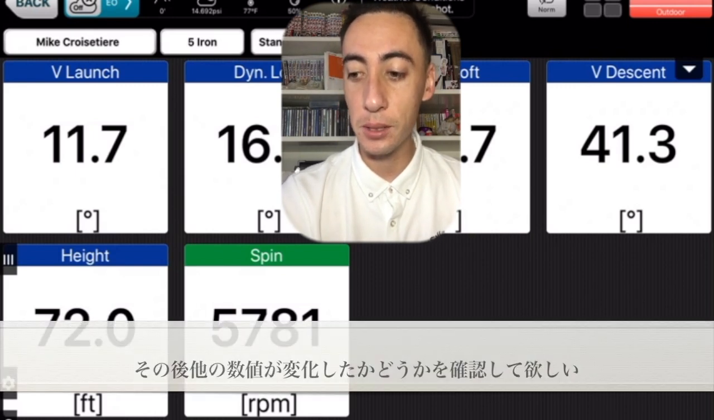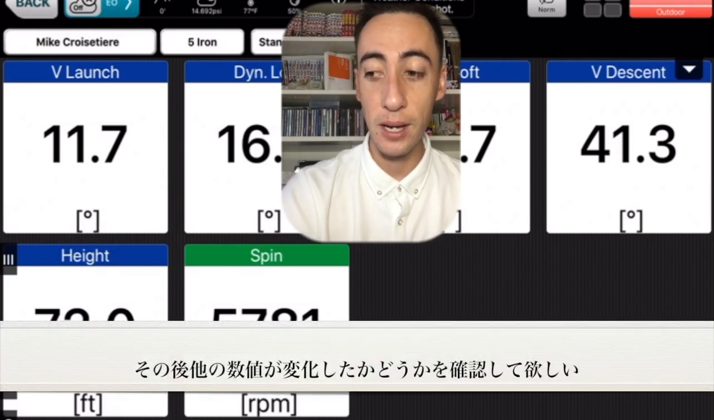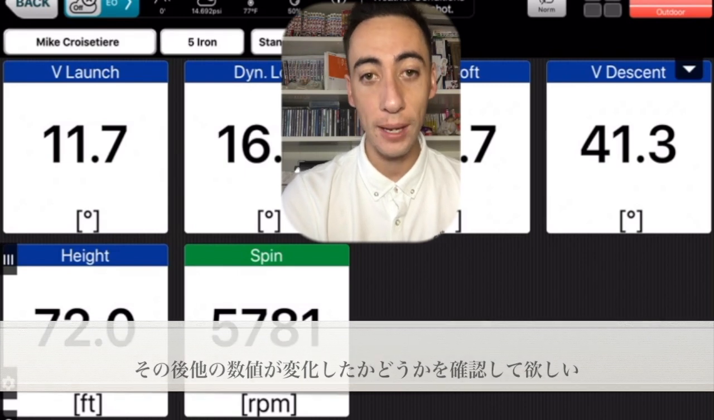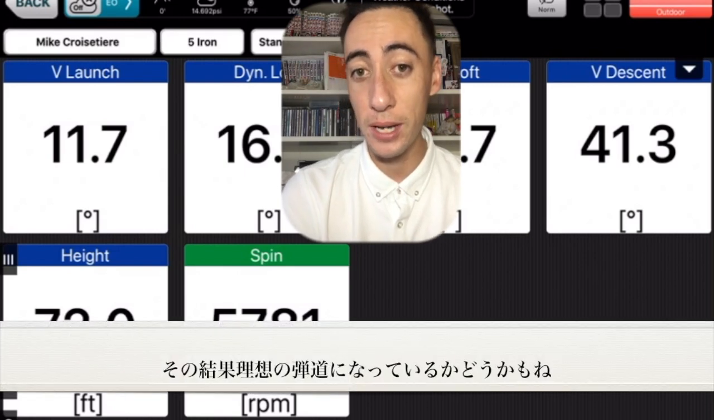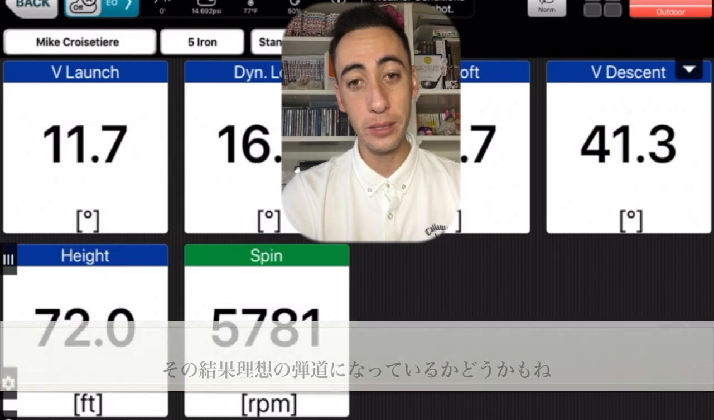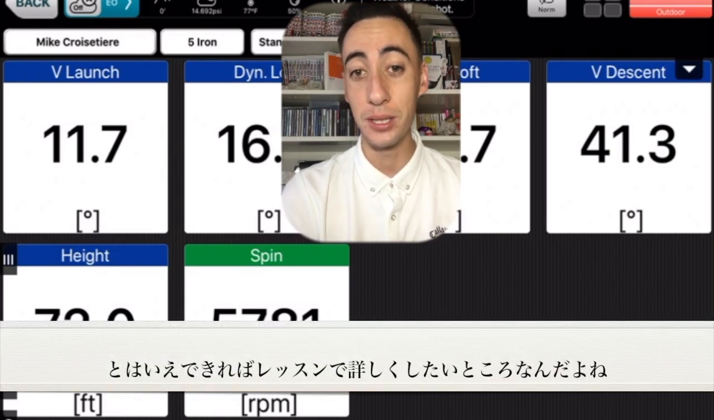Once you fix your dynamic loft, I'd like you to start checking these other data points, see how they change, and see if it's producing the shots that you want. But again, hopefully in lessons we've gone over this in a little more detail.